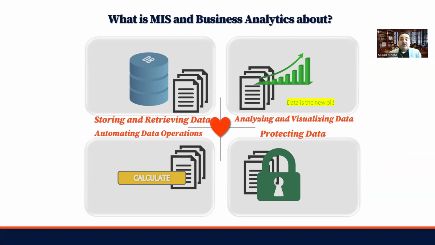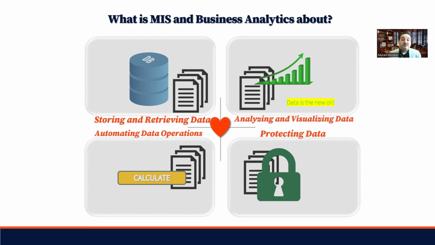The third core capability information systems and business analytics provide to organizations is automating data operations. That means we use machine learning and programming languages like Python, R, C++, Java to automate business processes that run through data, right? And last but not least, the core capability organizations receive from information systems and business analytics is protecting that data, securing that data, whether physically or virtually.